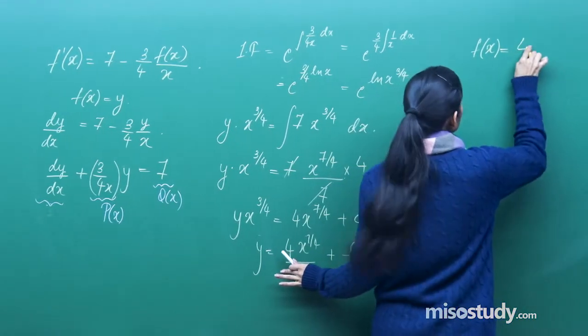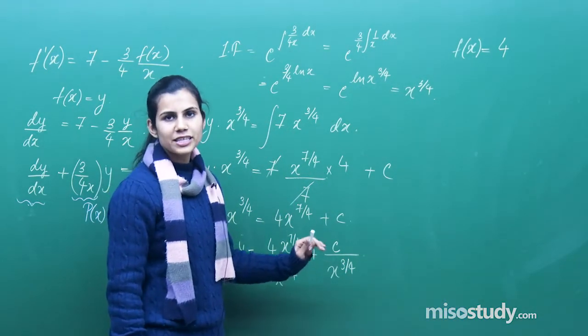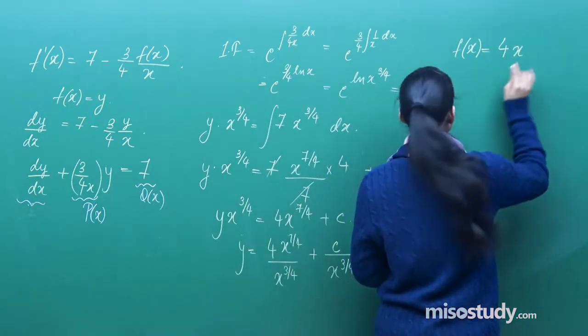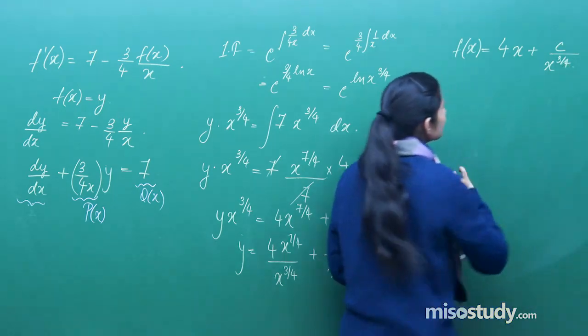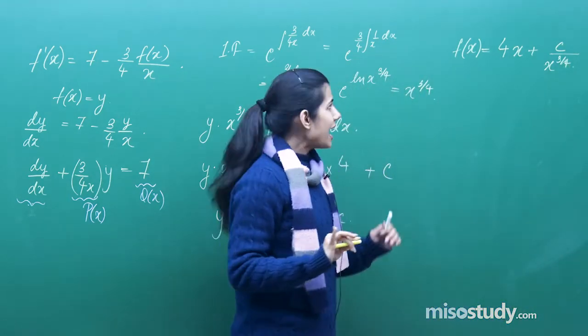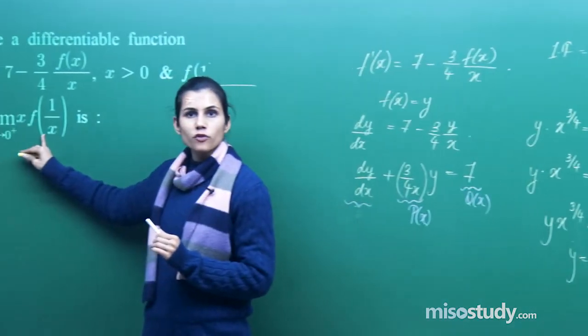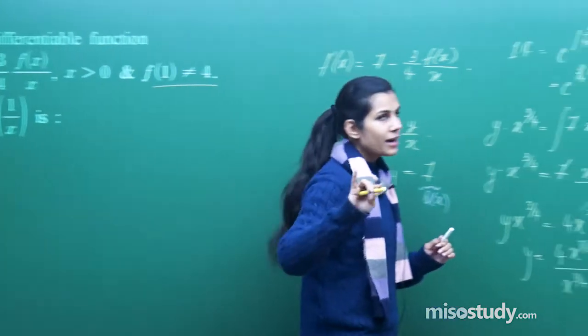This will be 4 x to the power 7 by 4 minus 3 by 4. That means x to the power 4 by 4, which is 1. So, x to the power 1 plus c upon x to the power 3 by 4. This is my f of x. I have to evaluate the limit x tends to 0 from the positive of x into f of 1 by x. So, I need to evaluate f of 1 by x first of all.